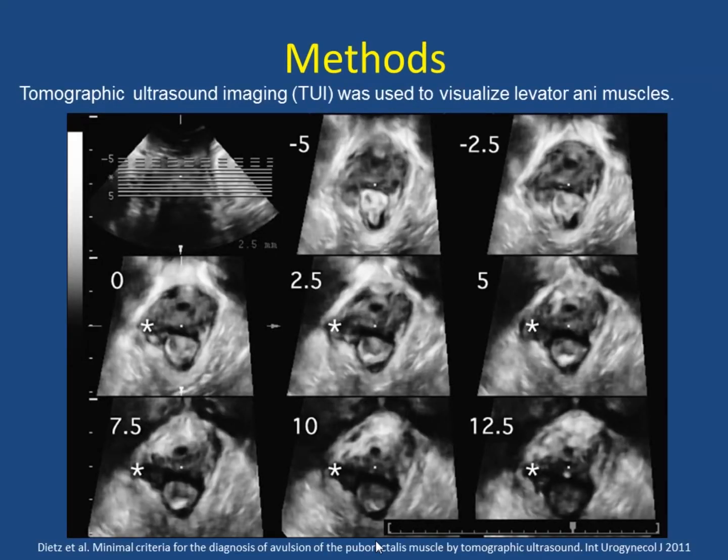We used tomographic ultrasound imaging to visualize the levator ani muscle, and this is an example of a TUI. There are 8 images obtained in axial planes at 2.5 millimeter intervals. Slice 0 is a reference slice at the point of minimal dimension. Positive slices are cranial, and negative slices are caudal from the reference slice. A complete avulsion is defined as an abnormal attachment of the levator ani muscle to the pubic ramus in all 3 central slices, slices 0, 2.5, and 5.